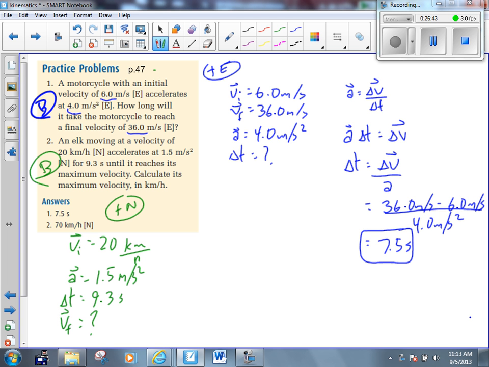Now, there are a couple of things that we've got to be conscious of here. The fact that we're looking for VF, which doesn't actually appear in this equation. But the other thing is that we want to be in standard units here. Every time we're dealing with acceleration, we don't want to be in the old units of kilometers per hour. We want to be in standard units, meters per second. So we have to convert this kilometers per hour to meters per second. We've done that before.